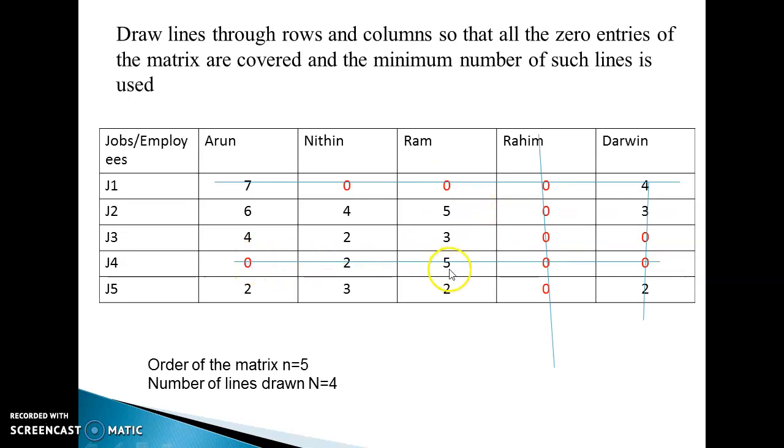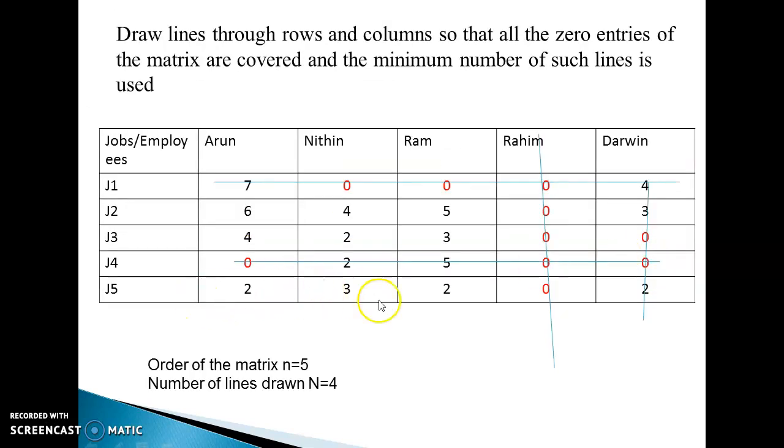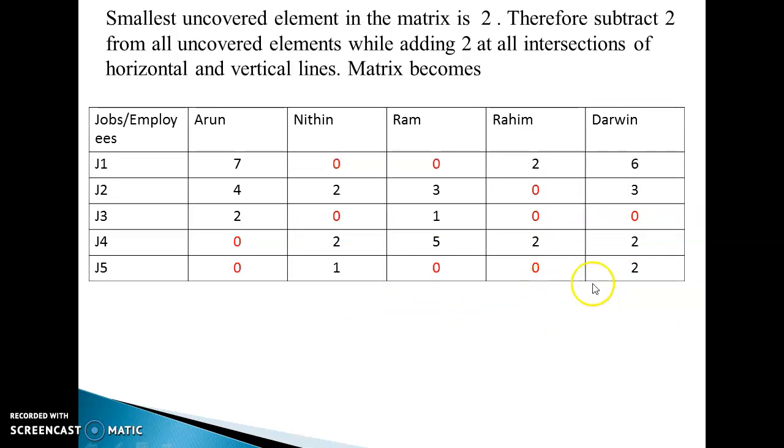And fourth again it is covered, so 0, 2, 5 as it is, but this 0 and this 0, if we consider, this is intersection. That means here we need to add, that is 0 plus 2 and 0 plus 2. So it will be like this. And fifth row again it is uncovered, that is 2 minus 2, 3 minus 2, 2 minus 2, and these two values are covered, so write as it is.